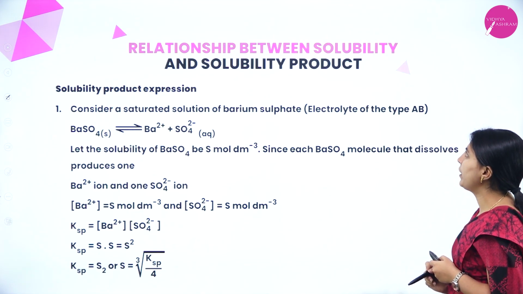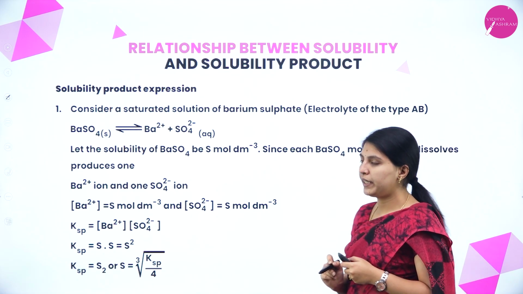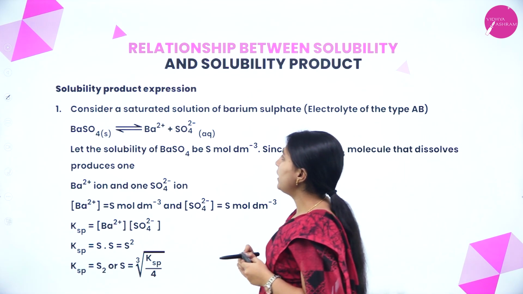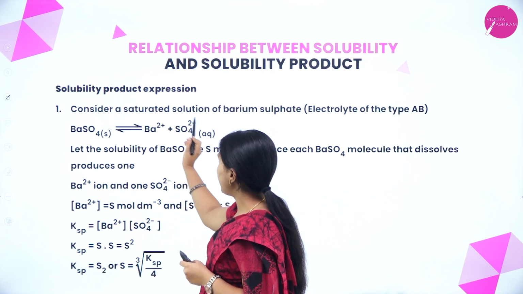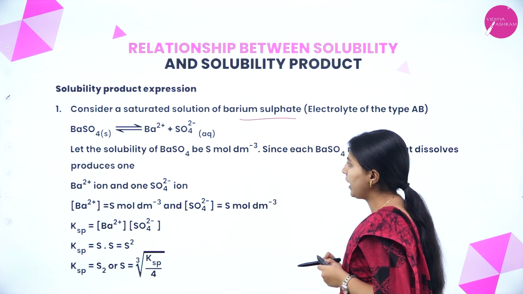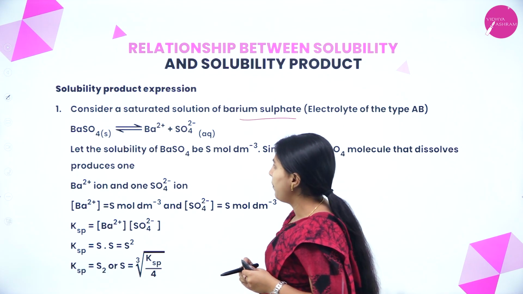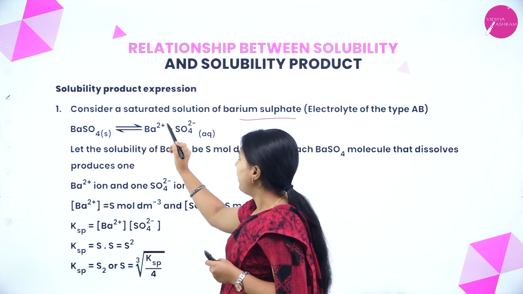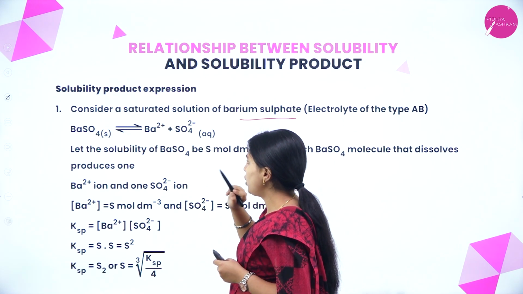Next, relationship between solubility and solubility product. Solubility product expression: consider a saturated solution of barium sulfate, which is an electrolyte of the type AB. Barium sulfate forms barium 2 plus and sulfate 2 minus.